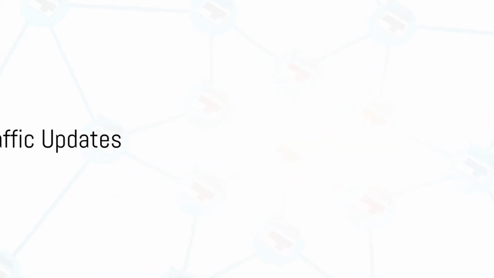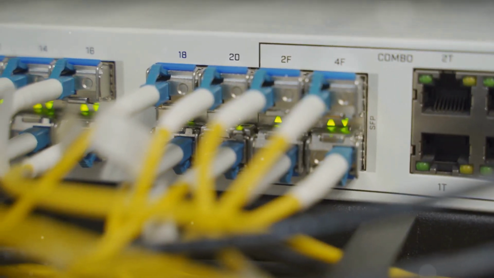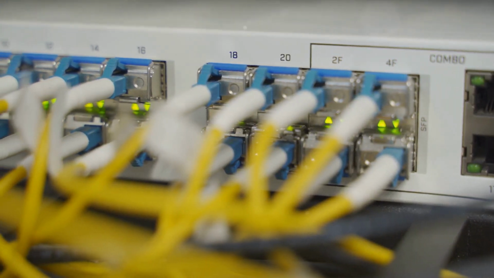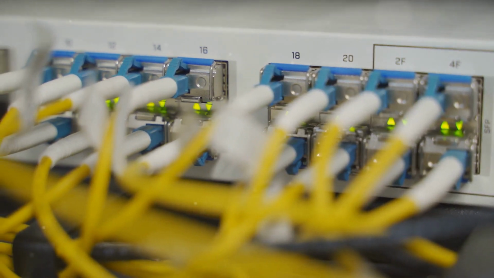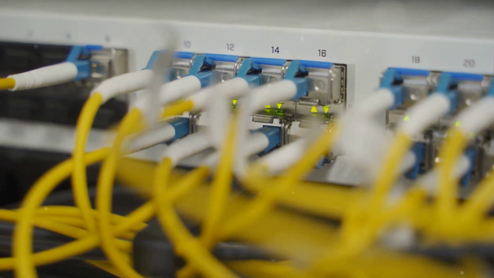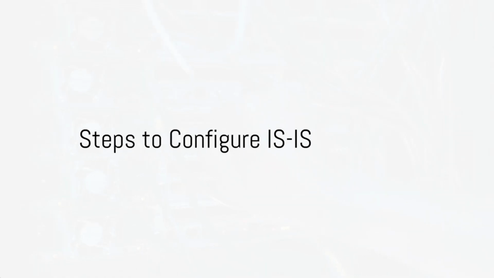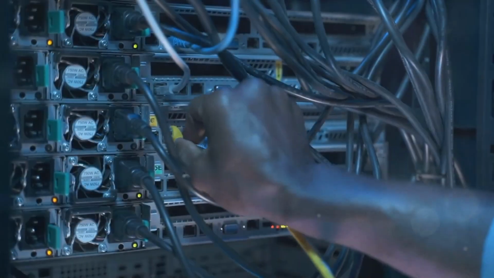Our bustling city wouldn't function smoothly without real-time traffic updates. Similarly, ISIS routers share link state packets, providing detailed information about their connected links. This constant exchange of information ensures optimal network performance. Now that we have a basic understanding of ISIS, let's delve into the steps to configure it.